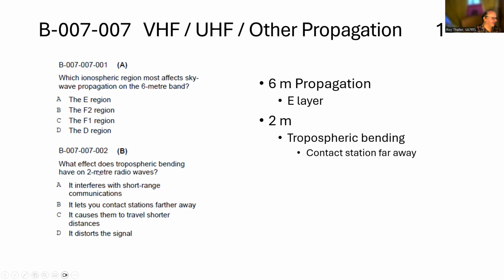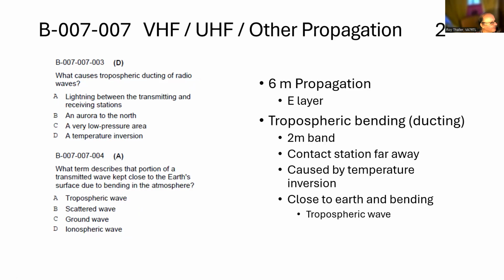So then you also get a different type of propagation known as tropospheric bending. What effect does tropospheric bending have on the 2 meter radio wave band? So B, it lets you contact stations further away than normal. What causes tropospheric ducting of radio waves? And that's a difference in temperature in the layers of the troposphere, so that would be a temperature inversion. So D is the correct answer.